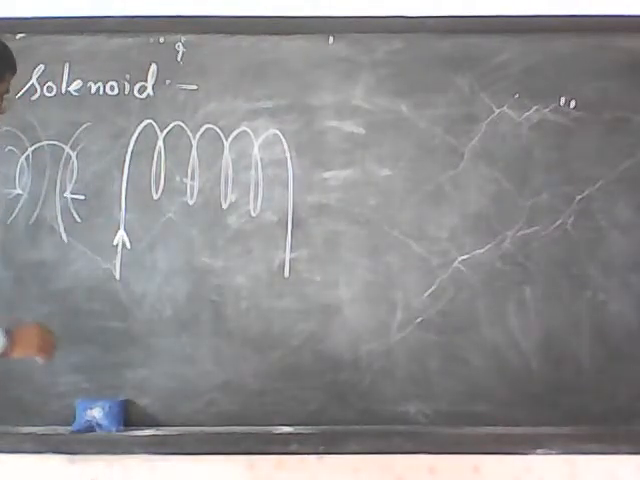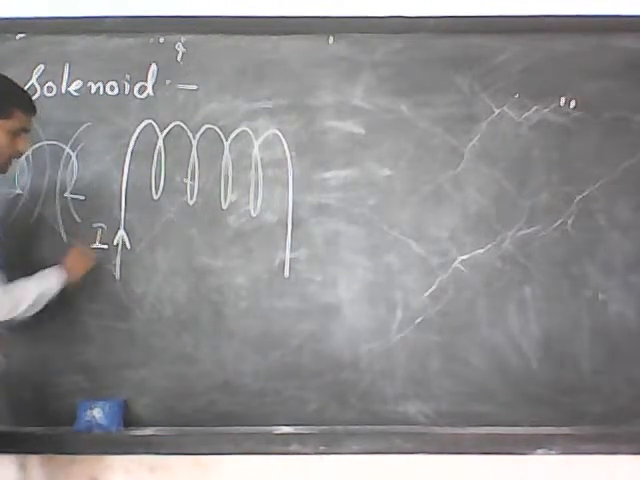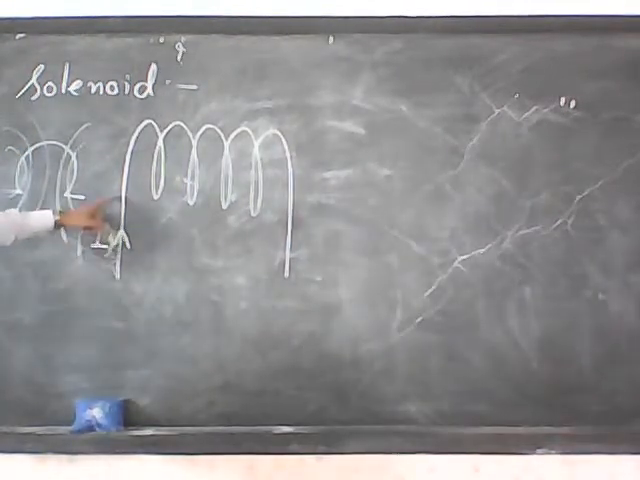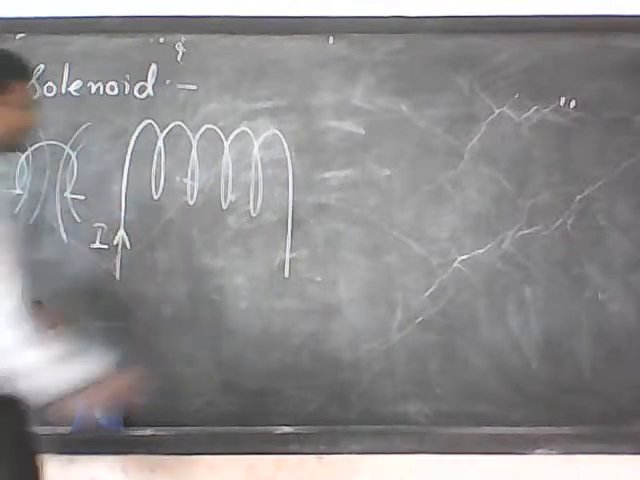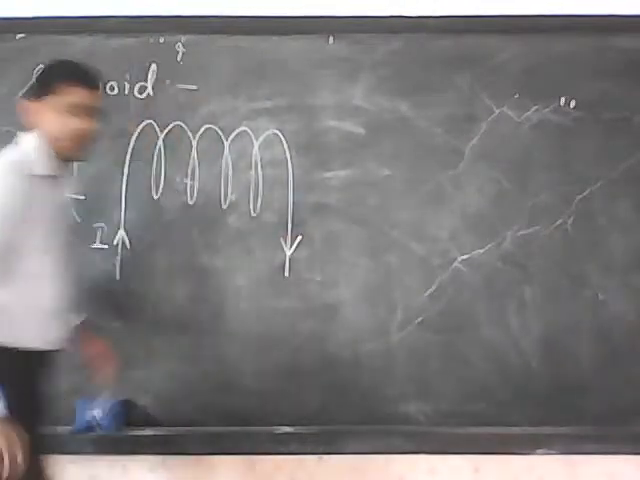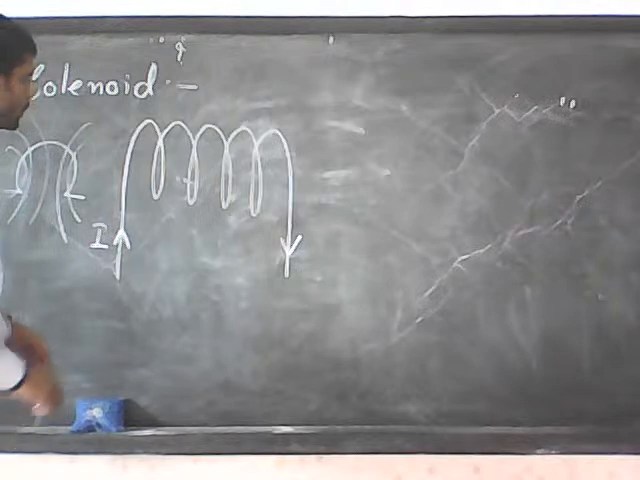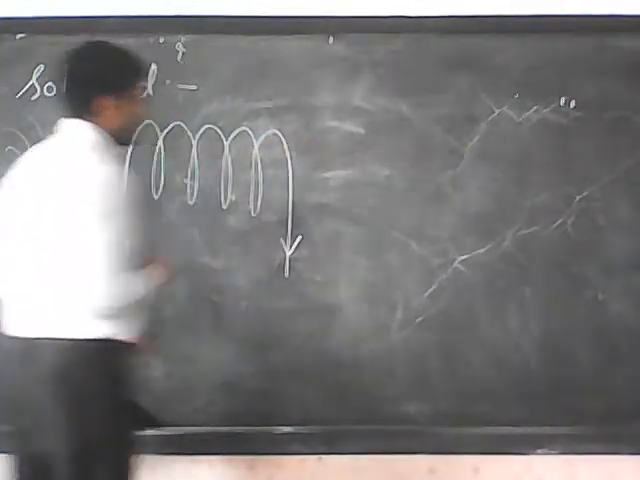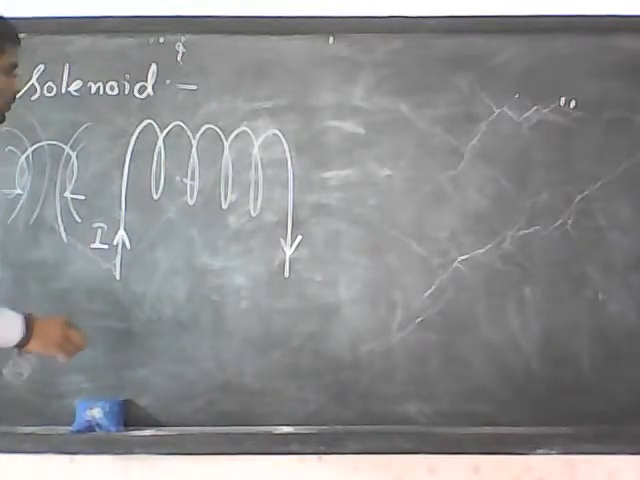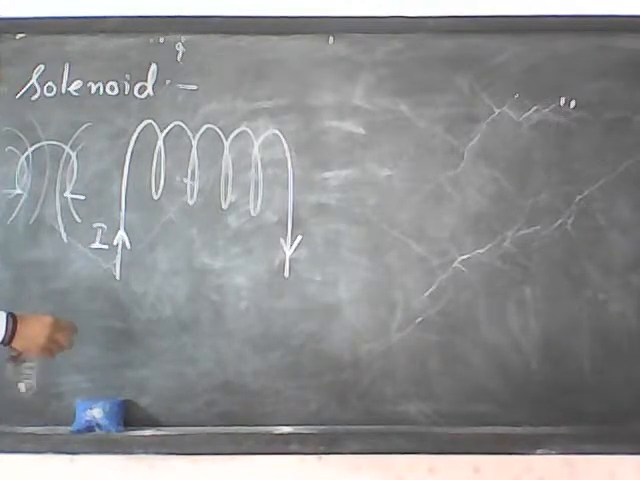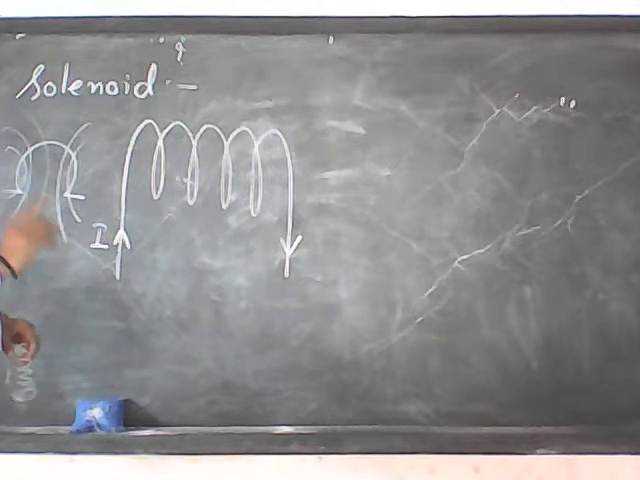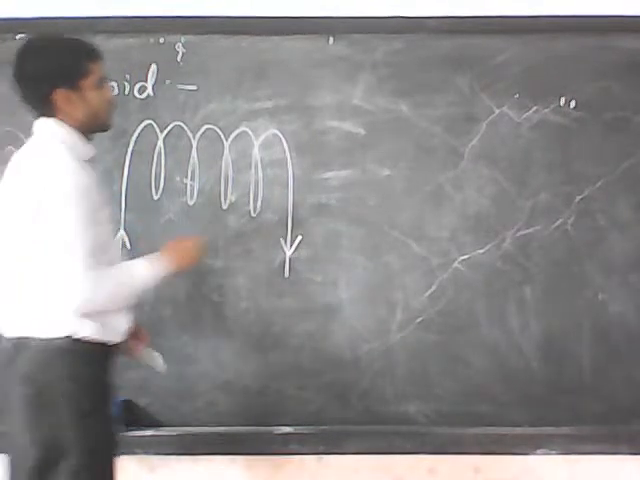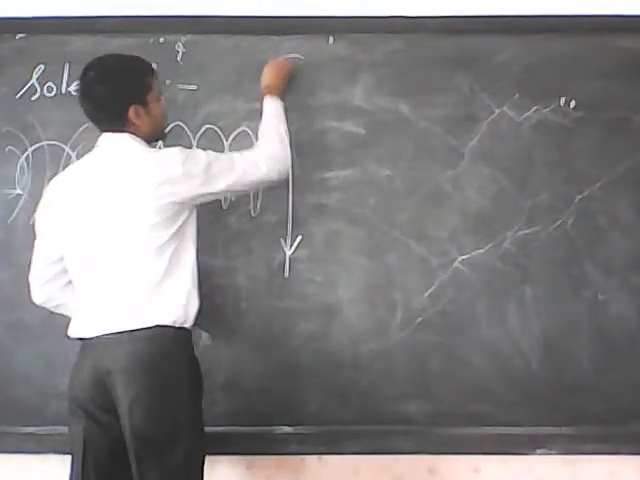Now suppose the current is flowing from this direction and coming out from here. Okay, so it is a long helical coil, no? Now what will be the polarity? This can be determined by these two things. What is first?